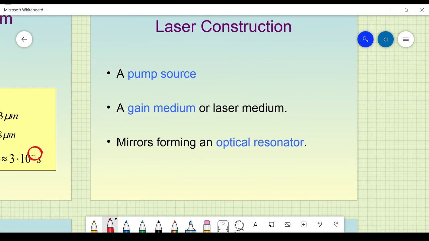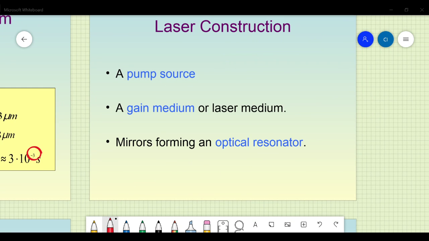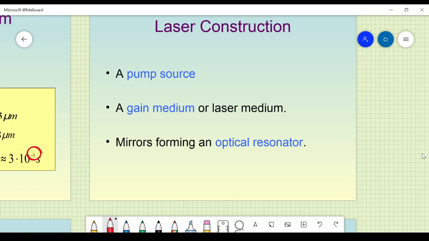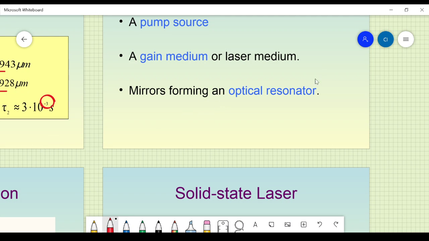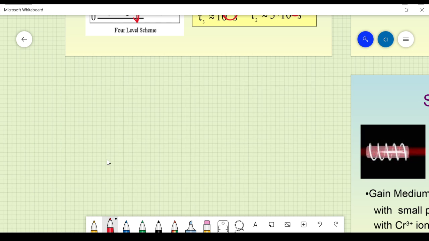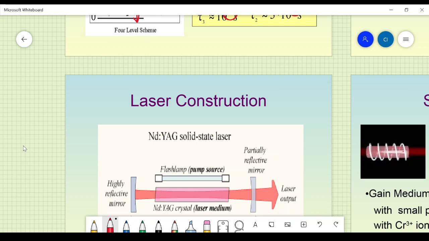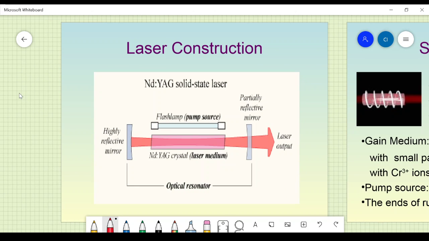And here you have a pump source. You can see that a pump source, a gain medium or laser medium, and mirrors are what is required for solid-state lasers. So what are they? In your case, the laser construction is using this. You have to draw it in the examination, very important: laser construction. You have a highly reflective mirror here, and a 95% reflective mirror here, because the 5% allows the laser to escape through. Then you have a flash lamp for photons.